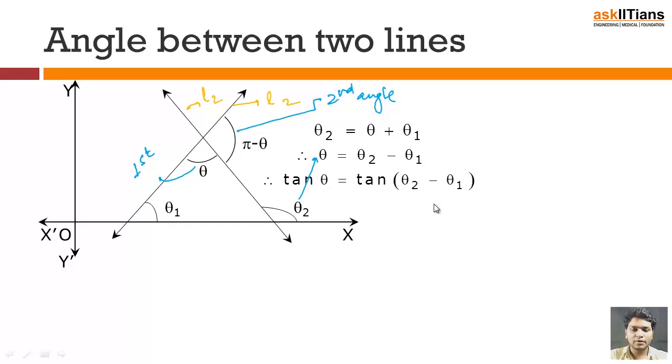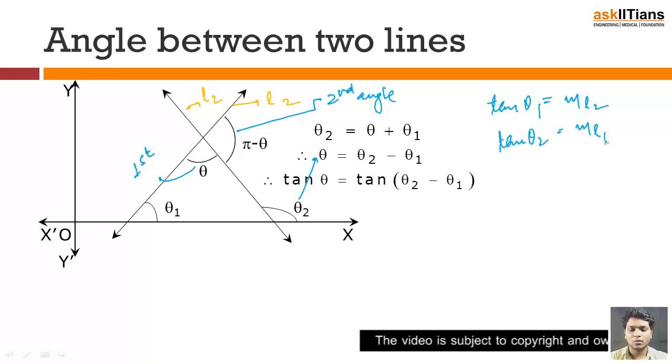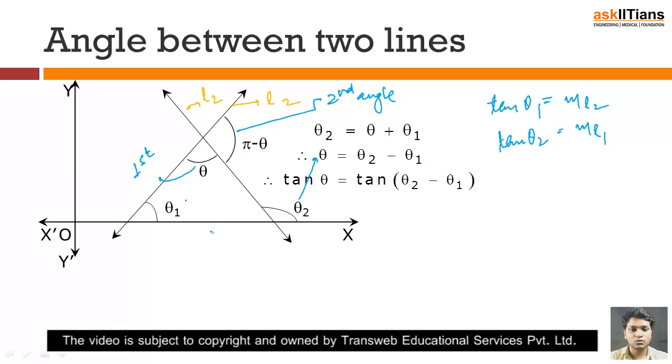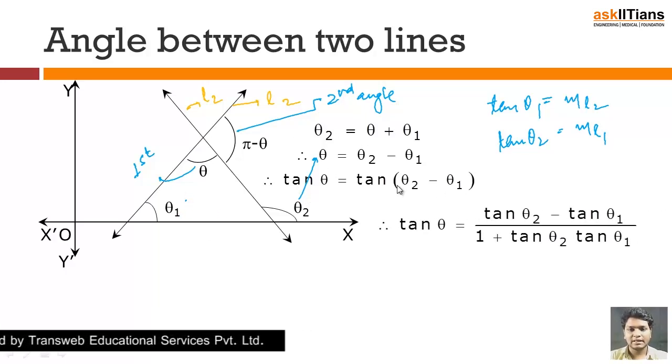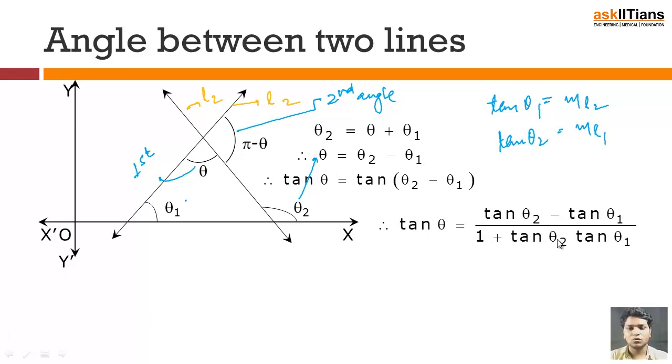From the knowledge of trigonometry that we have acquired, we can expand this in terms of theta 2 and theta 1, and mind you, we know the values of tan theta 2 and tan theta 1. Why? Because tan theta 1 is nothing but the slope of the line L1, and tan theta 2 is nothing but the slope of the line L2. So let's move next in the series. Tan theta can be written as tan theta 2 minus tan theta 1 upon 1 plus tan theta 2 into tan theta 1. As explained, tan theta 1 is the slope of the line L1 and tan theta 2 is the slope of the line L2.